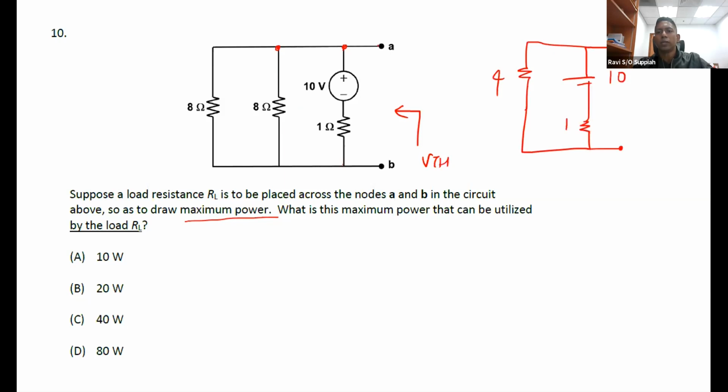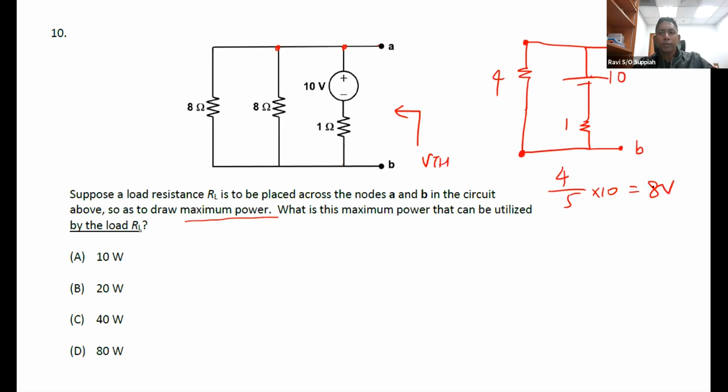This voltage across AB is the same voltage here, which means it's the voltage across the 4 ohm resistor. So it is 4 over 5 times 10. I'm using the voltage divider rule. So I'll get 8 volts.